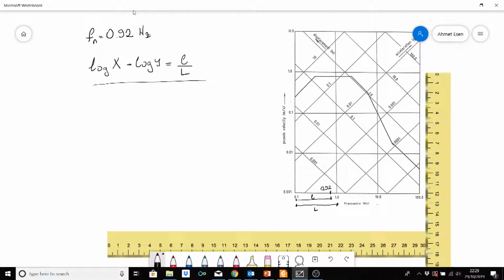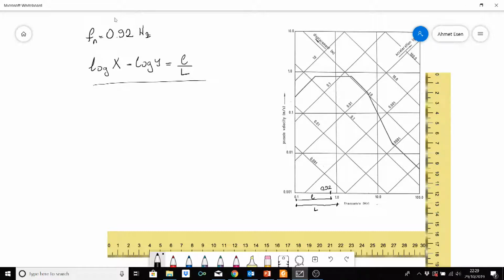Small l and capital L are found with our ruler, and I'm going to show you how to find them. First of all, we know that our frequency is 0.92. I just locate it randomly and say this is the 0.92 point. From here, the distance from the smallest value up to this point is small l, and the whole distance from 0.1 to 1 is capital L.